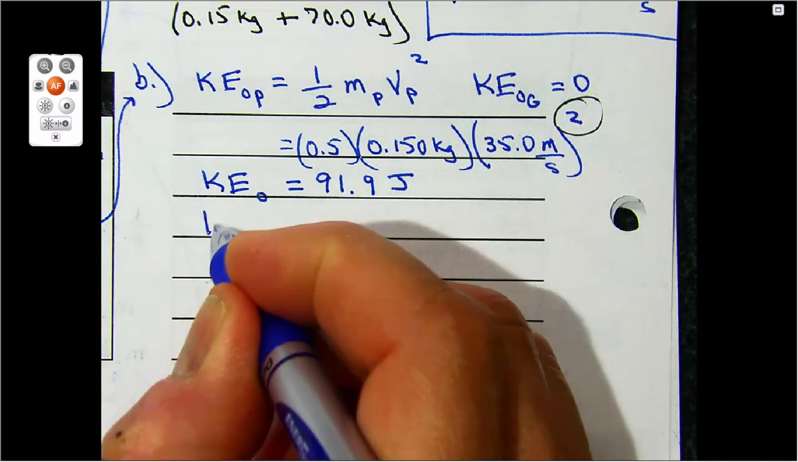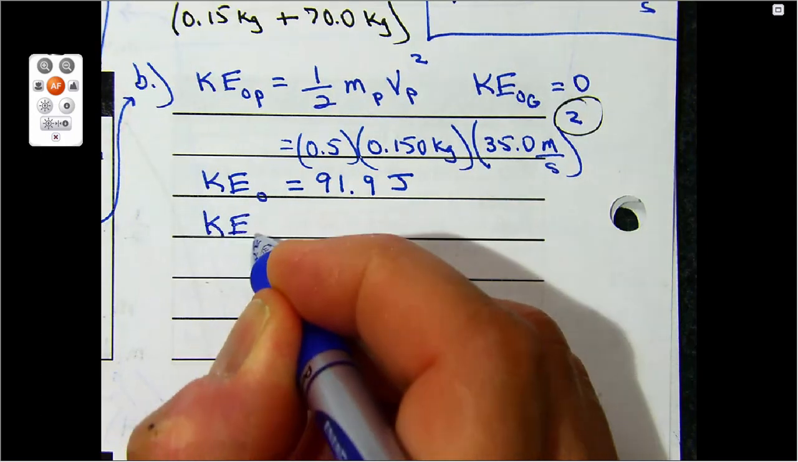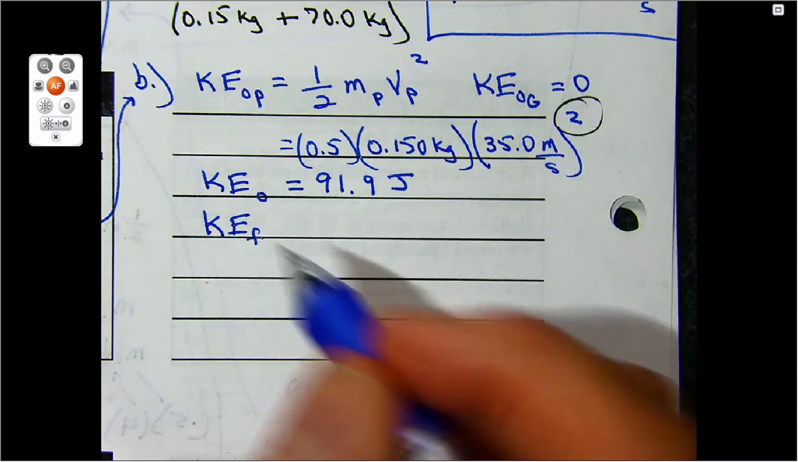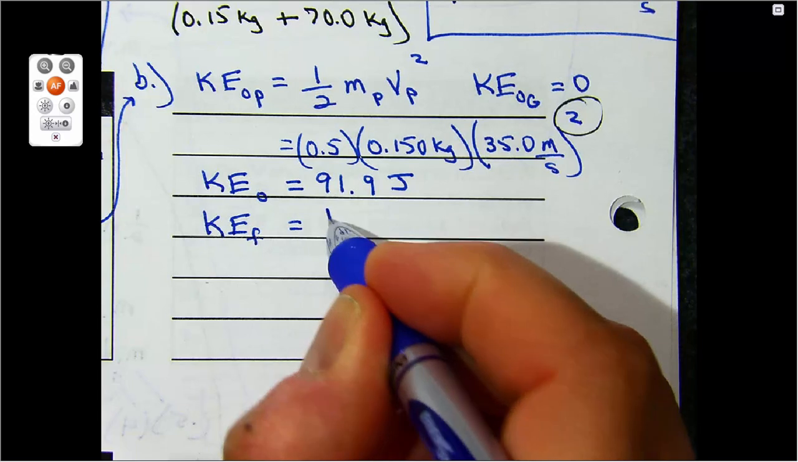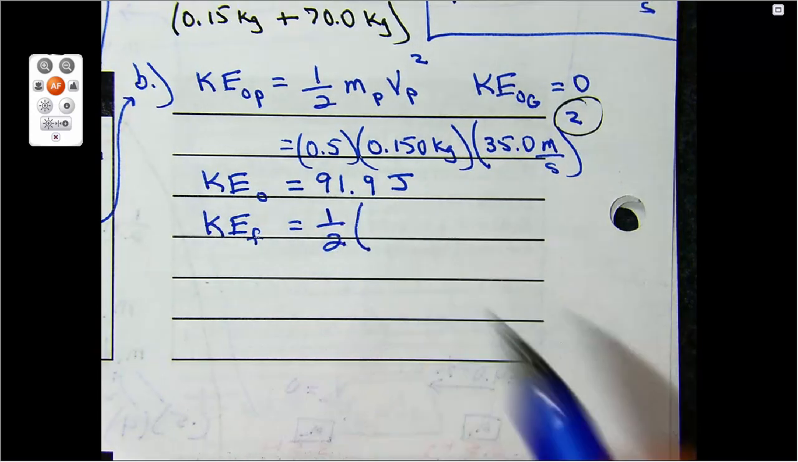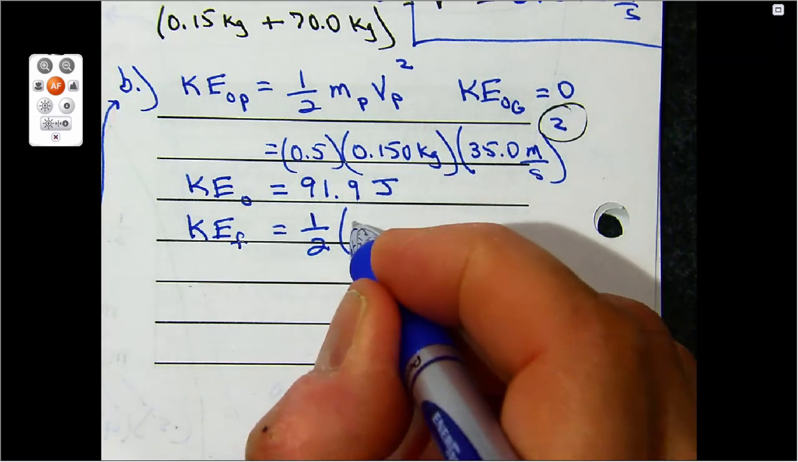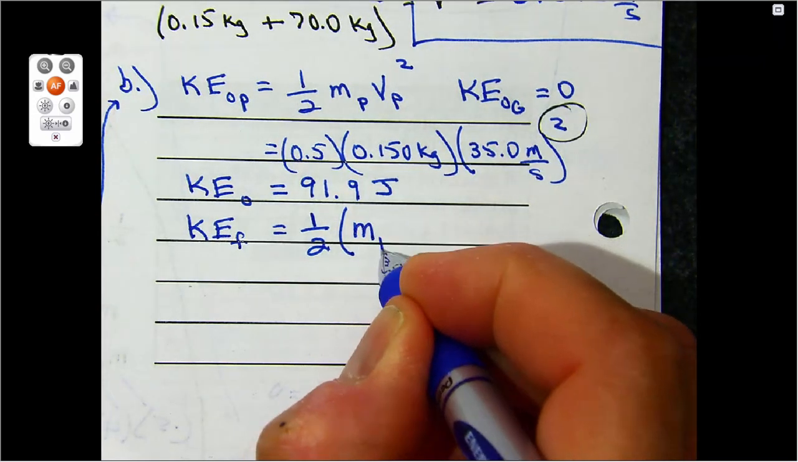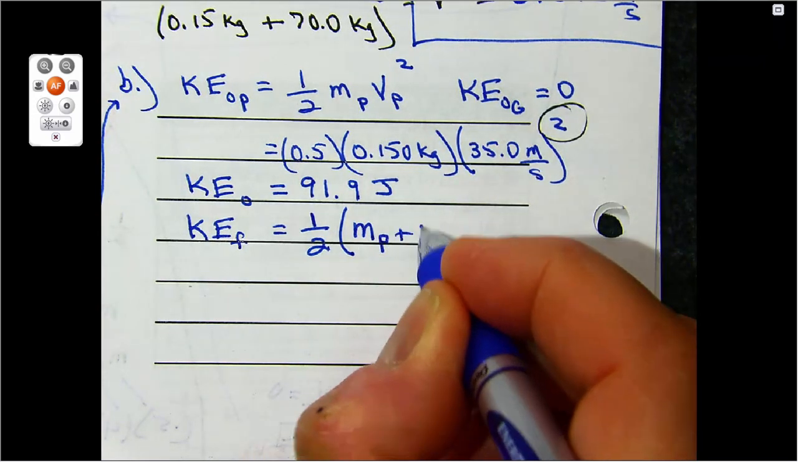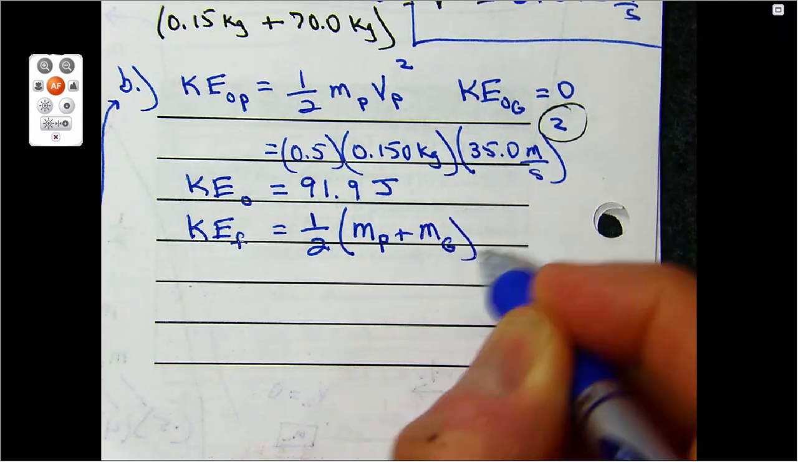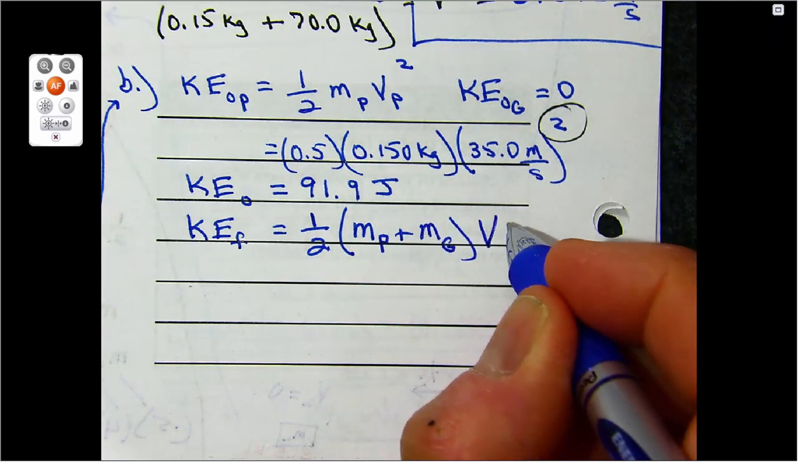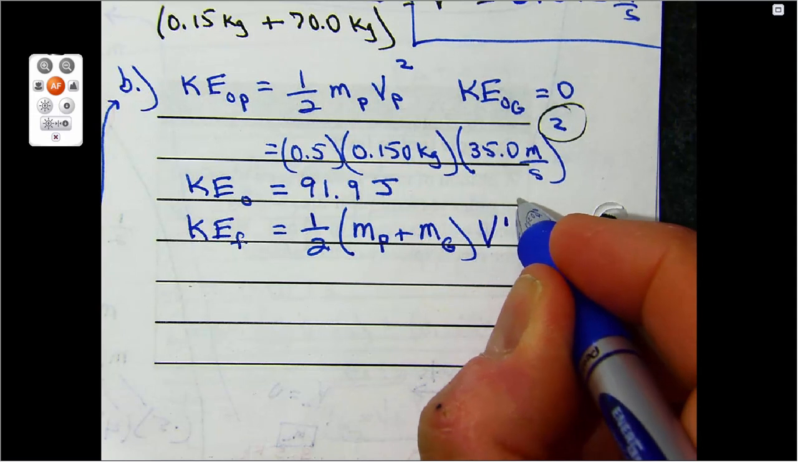Now, the kinetic energy final is going to be 1/2 times, I'm going to write it in first, mass of the puck plus mass of the goalie, V prime squared.